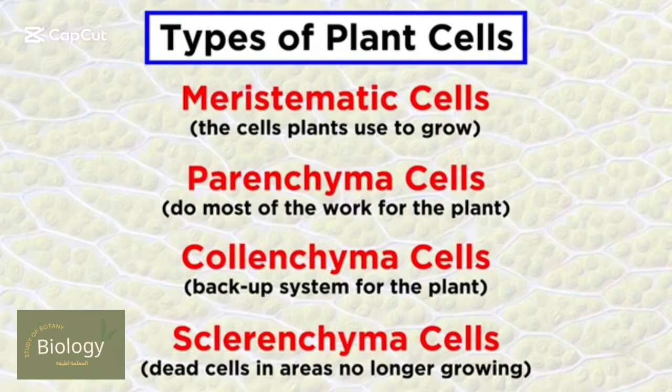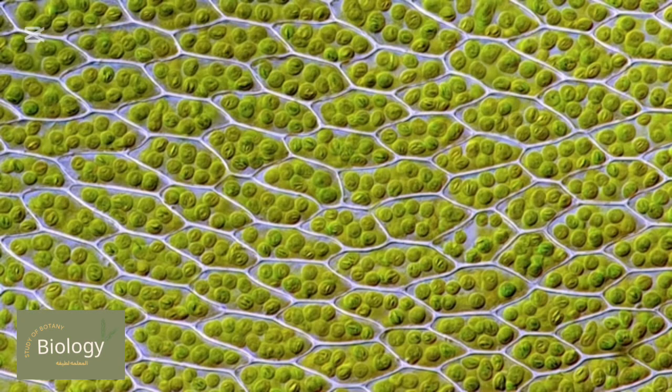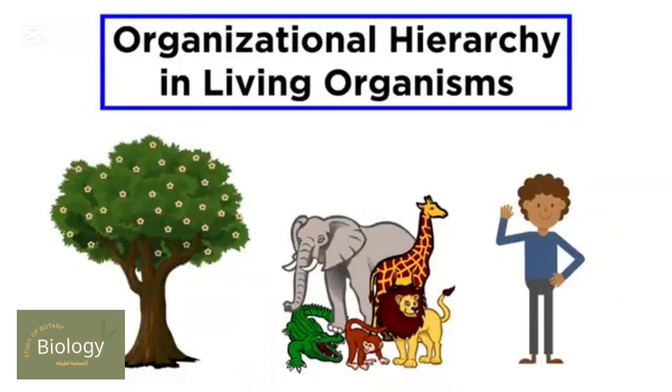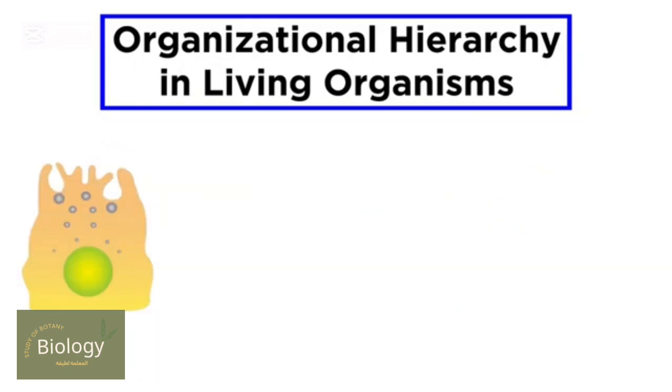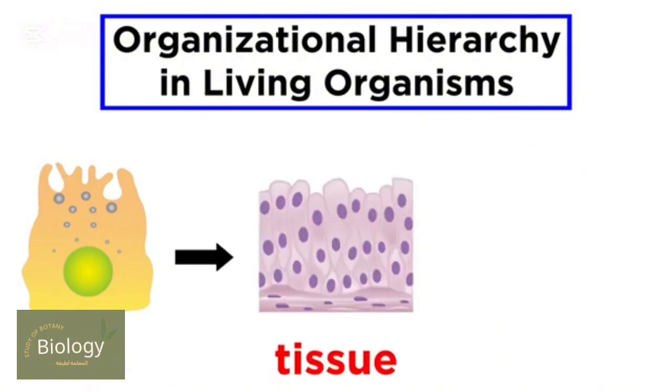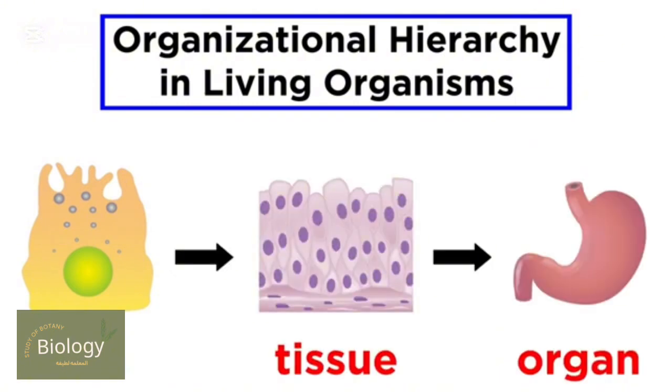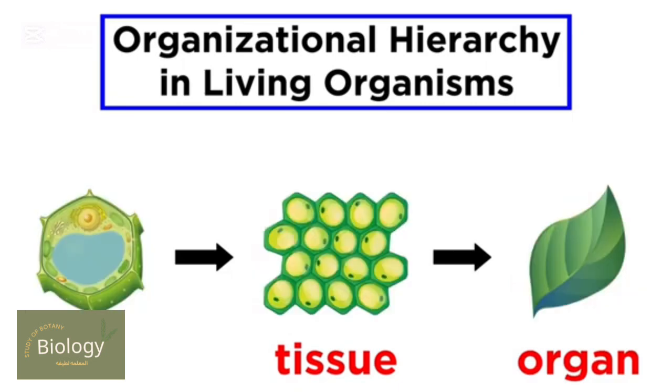We just talked about the different types of plant cells, but now we need to understand how those cells organize themselves to form larger structures. First, let's review the levels of organization in living organisms. Cells are the building blocks of life, but cells are usually organized into tissues, and these tissues will often be organized into organs, and this is true of plants just as it is for animals.